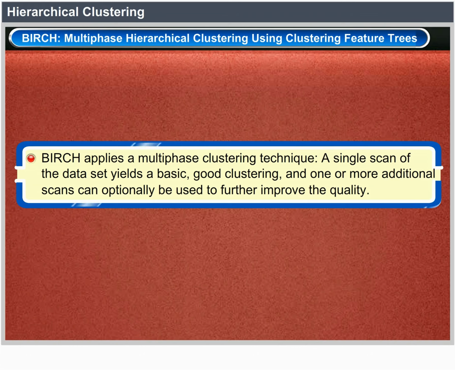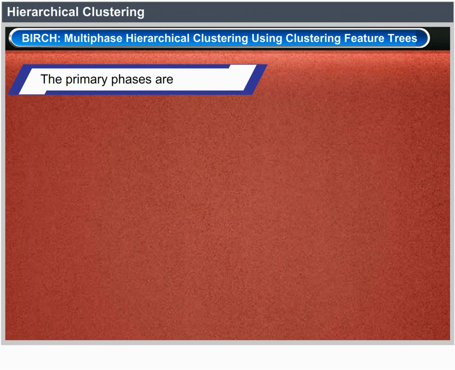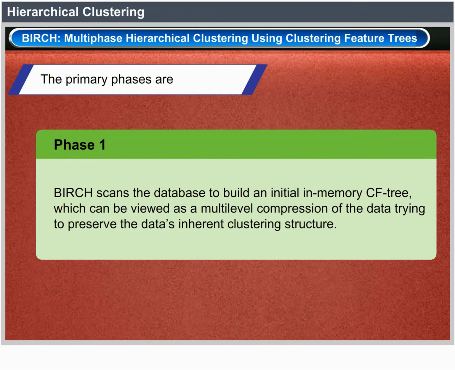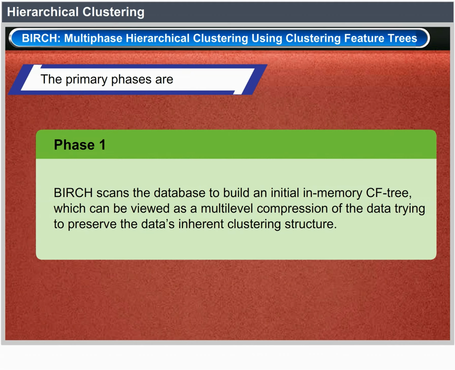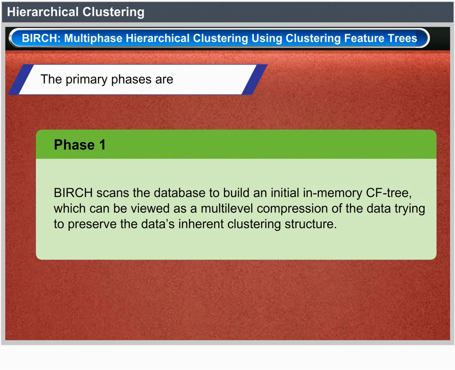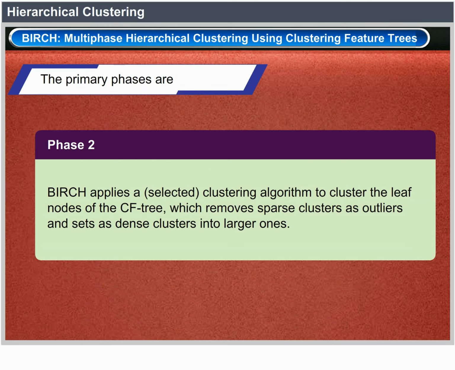The primary phases are: Phase 1. Birch scans the database to build an initial in-memory CF tree, which can be viewed as a multi-level compression of the data that tries to preserve the data's inherent clustering structure. Phase 2. Birch applies a selected clustering algorithm to cluster the leaf nodes of the CF tree, which removes sparse clusters as outliers and groups dense clusters into larger ones.